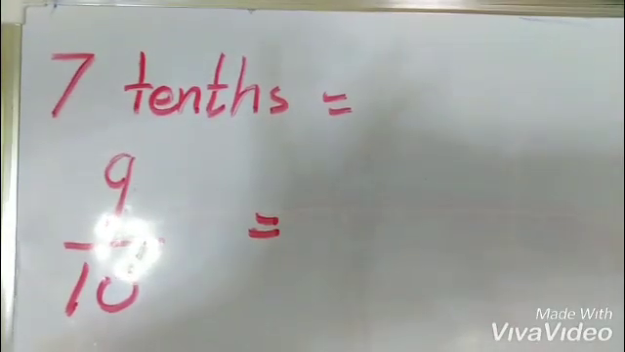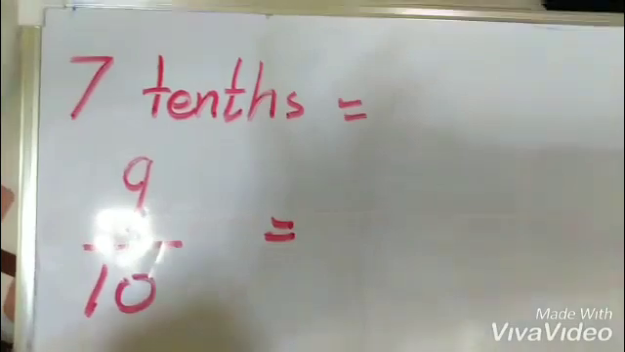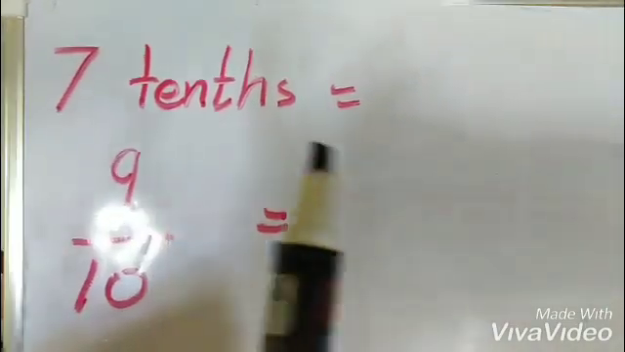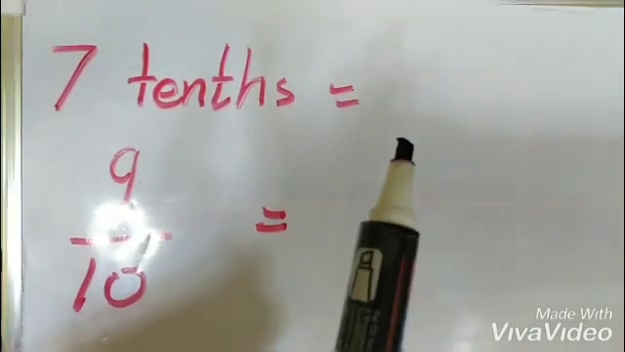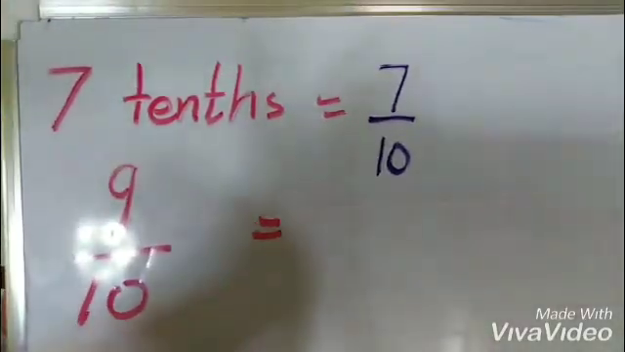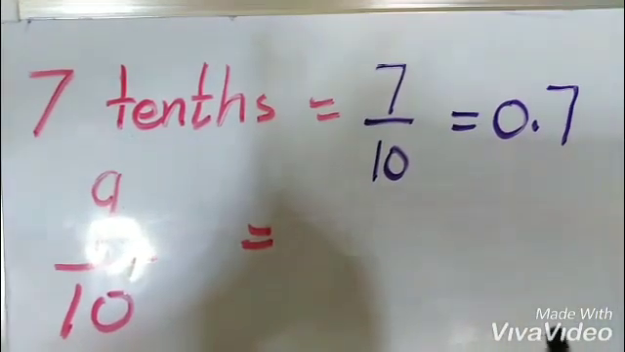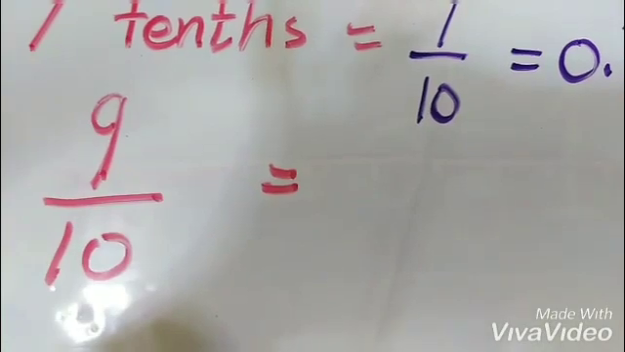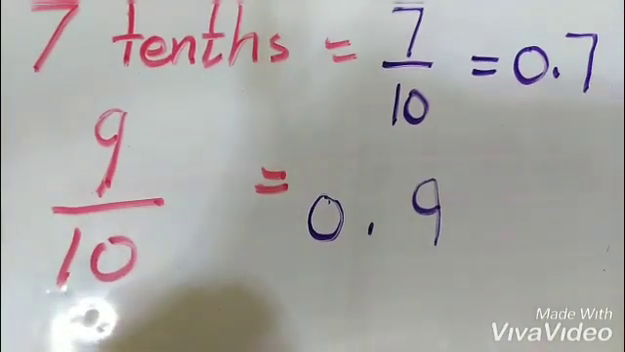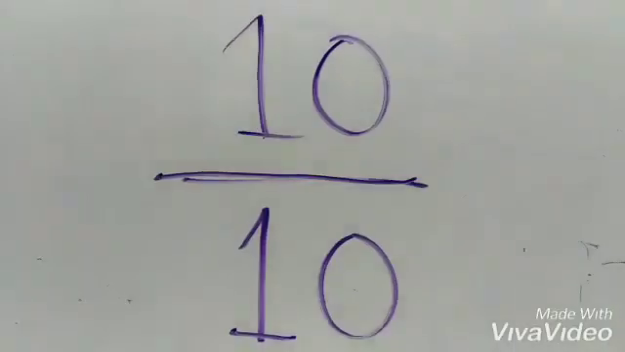Now write each of the following numbers as decimals. 7/10 is the same as 7 out of 10. So it can be written as 7/10. And 7/10 is the same as 0.7. In the second example, we have 9/10. 9/10 is the same as 0.9.